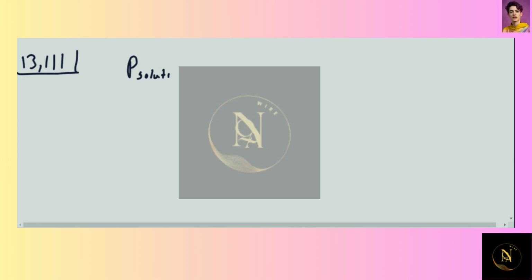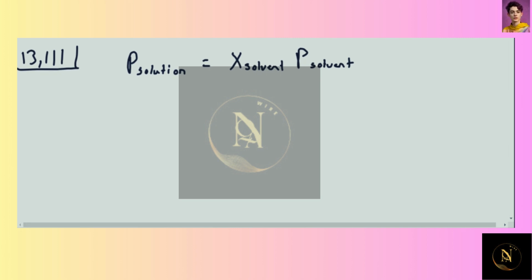So first, let's recall the equation for partial pressure. If we want to know the pressure of a solution, typically we want to do the mole fraction of the solvent times the vapor pressure of the solvent. In this case, our solute and our solvent are liquid, so they're both going to contribute to this vapor pressure. So it doesn't really matter which we consider solute or solvent. All we need to do is just treat them separately, like we would a solvent from a solid solute.